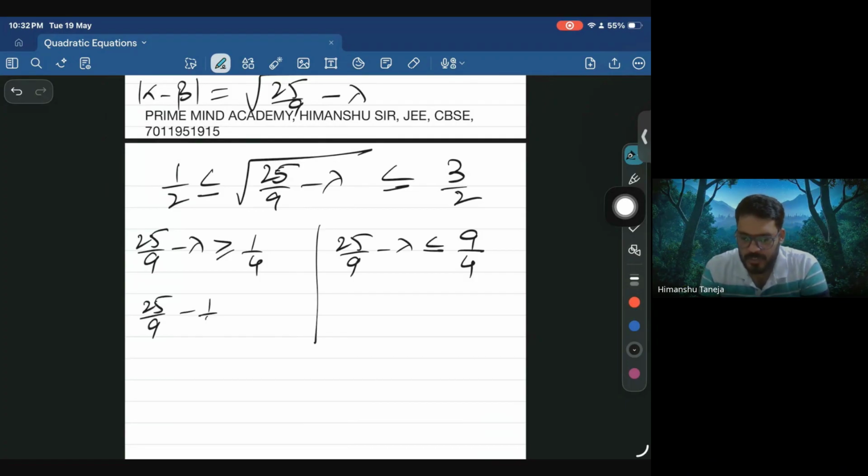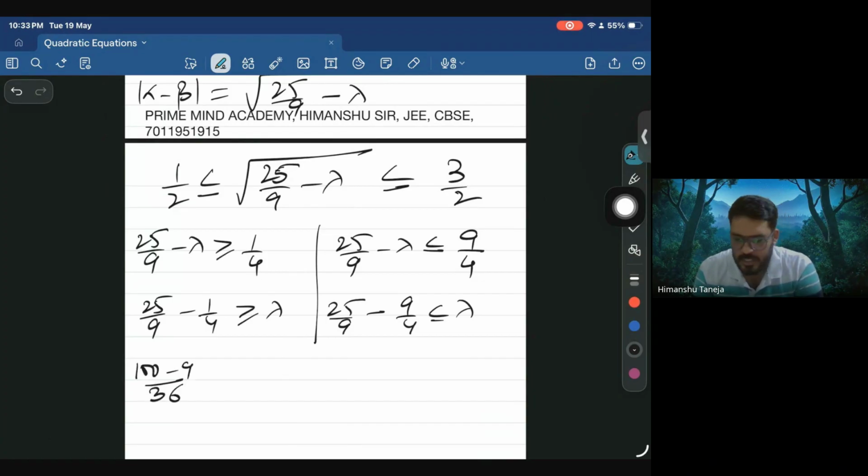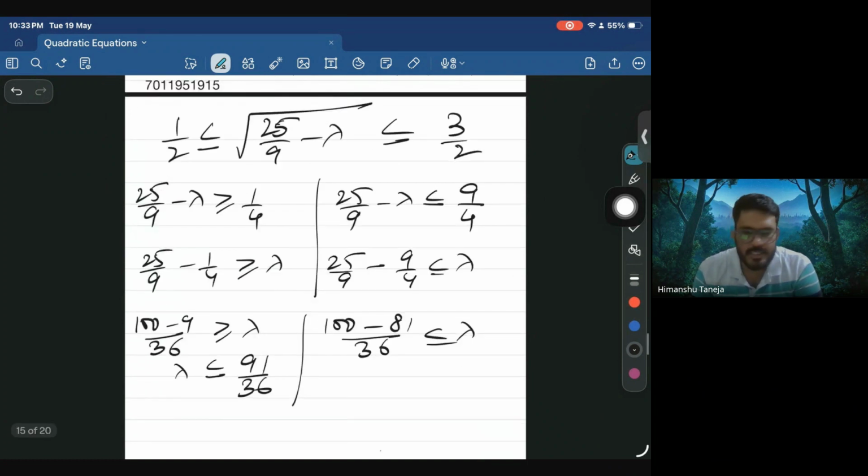So 25 by 9 minus 1 by 4 becomes greater than equal to lambda. Similarly, 25 by 9 minus 9 by 4 becomes less than equal to lambda. So in this way, I get the maximum and minimum values of lambda in both these scenarios. Taking LCM here, 100 minus 9 over 36 is greater than equal to lambda. That means lambda is less than equal to 91 over 36. And similarly, taking LCM the other way, 100 minus 81 over 36 is less than equal to lambda. That means lambda is greater than equal to 19 over 36.